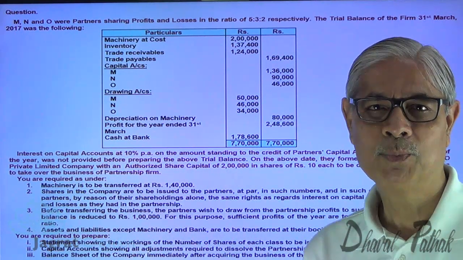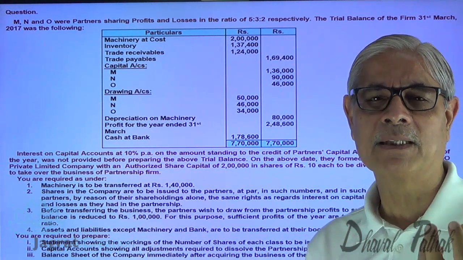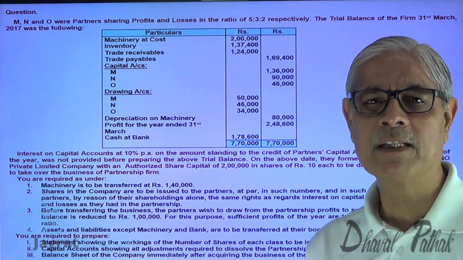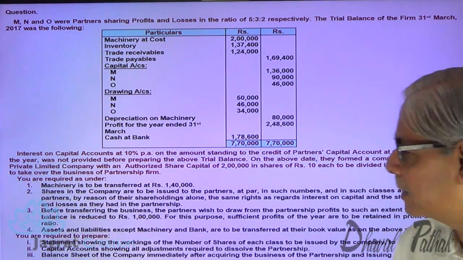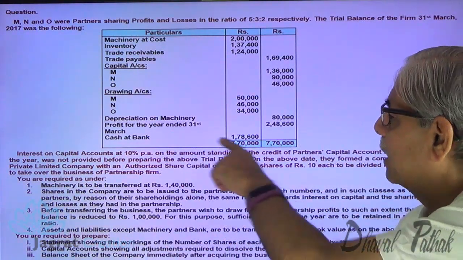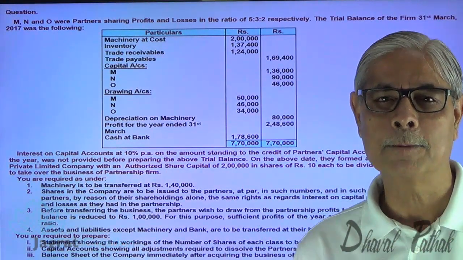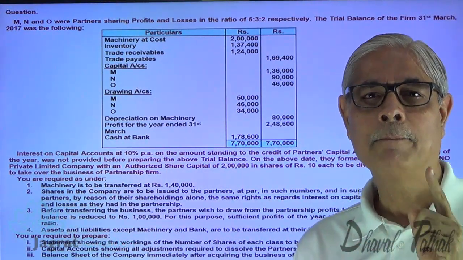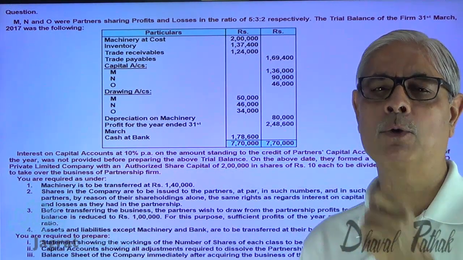Now I want to talk about the third point. Of course, I am going to apply the principle that has been explained to you while solving the sum. Before transferring the business, the partners drew from partnership profits to such an extent that the bank balance is reduced to 1 lakh. The bank balance is 1,78,600, and it is reduced by the partners to the extent of 1 lakh, and that bank balance is transferred to the company.